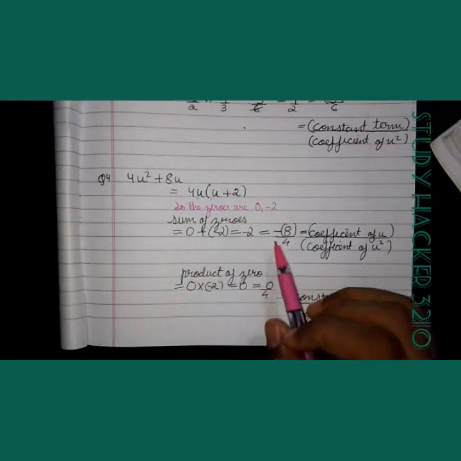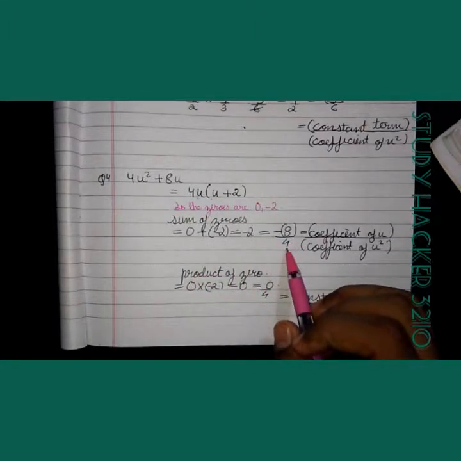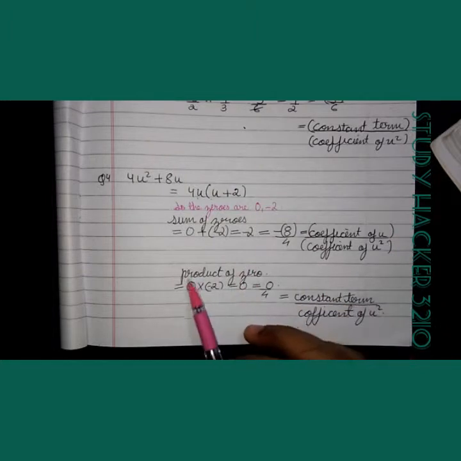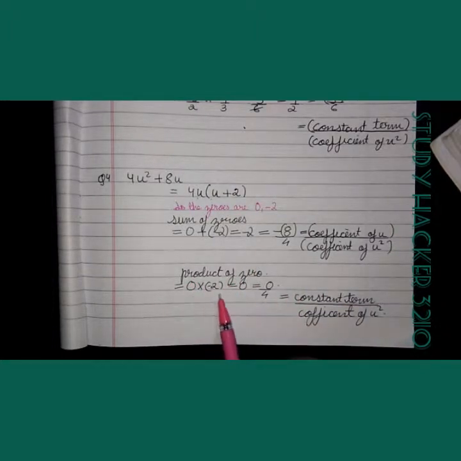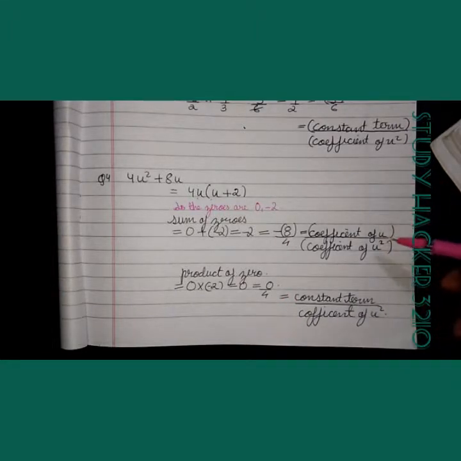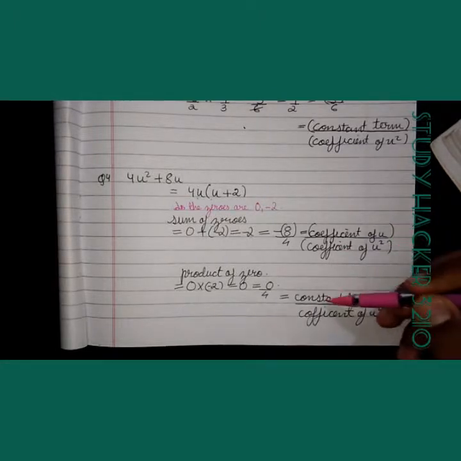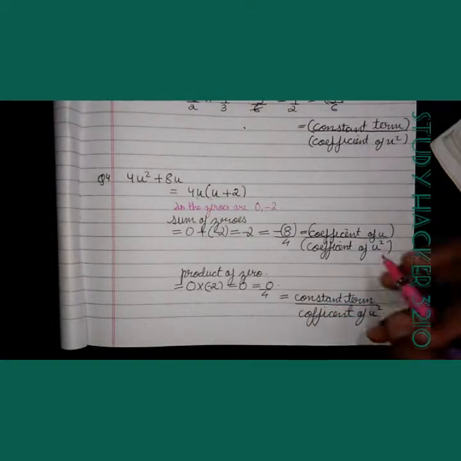The sum of the zeros is minus 8 upon 4, and the product of the zeros is 0 into minus 2, which equals 0, which equals 0 upon 4. For verifying this, we have to write coefficient of u upon coefficient of u square, and constant term upon coefficient of u square.